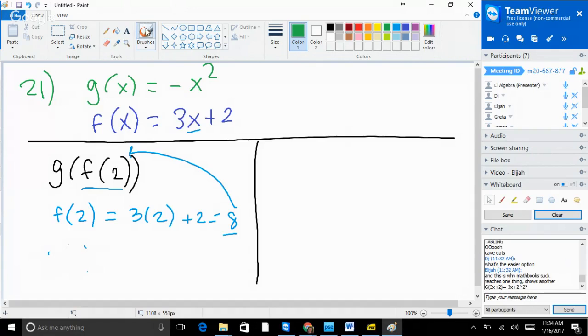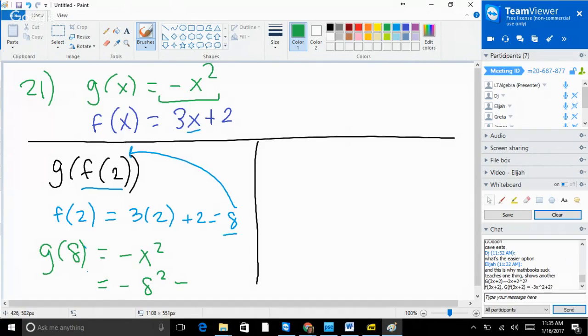There we go. We want to know what g of 8 is. That just basically means we know that g of x is negative x squared. So g of 8 would be negative 8 squared, so negative 64.